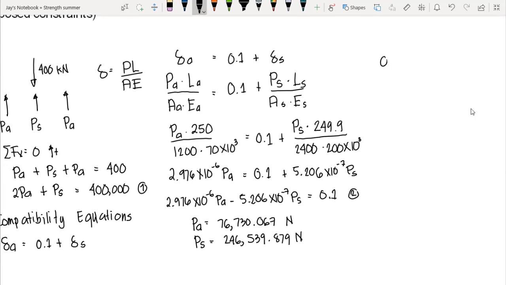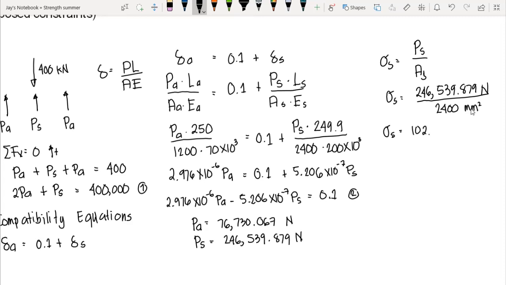have the formula for the steel bar, that is the axial load on the steel member over the area of the steel member, that is equal to the axial force, that is 246,539.879, that is in Newton, over the area of the steel member, that is 2,400 square millimeter. So we have the stress of the steel member, that is 102.725, that is the Newton over square millimeter, or that is in megapascal.